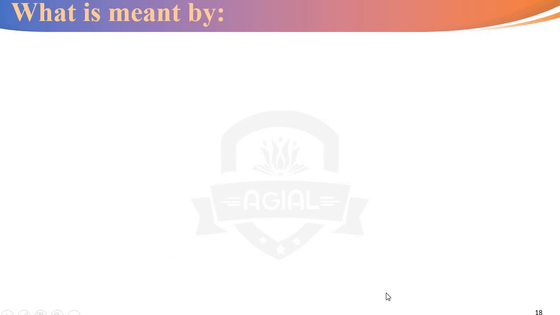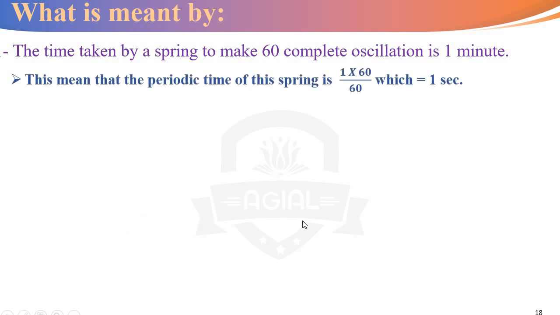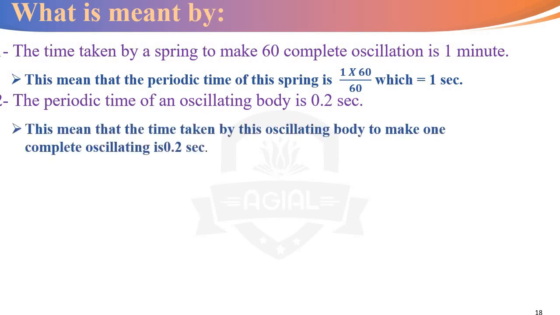So when you have questions, what is meant by the time taken by a spring to make 60 complete oscillations is 1 minute? This means that the periodic time of this spring is 1 multiplied by 60 over 60, which equals 1 second. Number 2, what is meant by the periodic time of an oscillating body is equal to 0.2 second? This means that the time taken by this oscillating body to make 1 complete oscillation is 0.2 second.